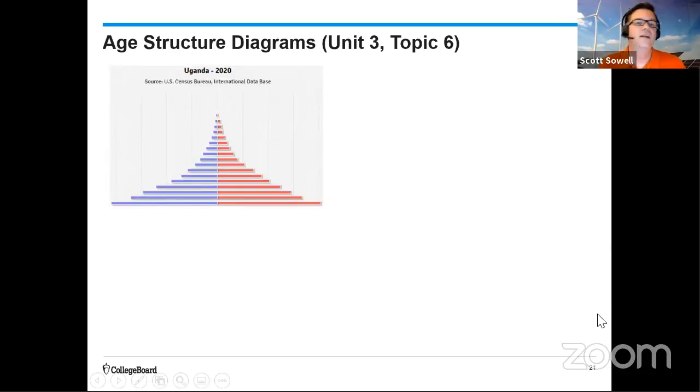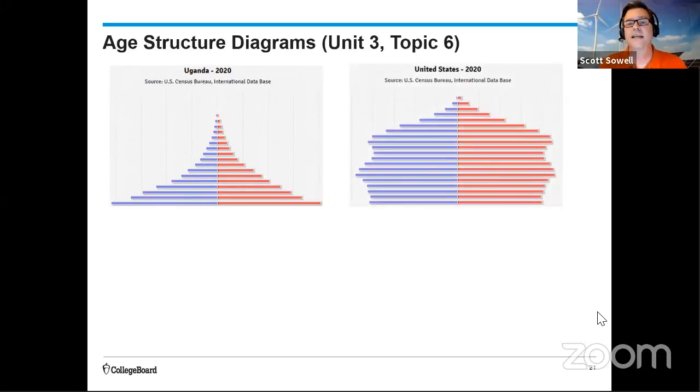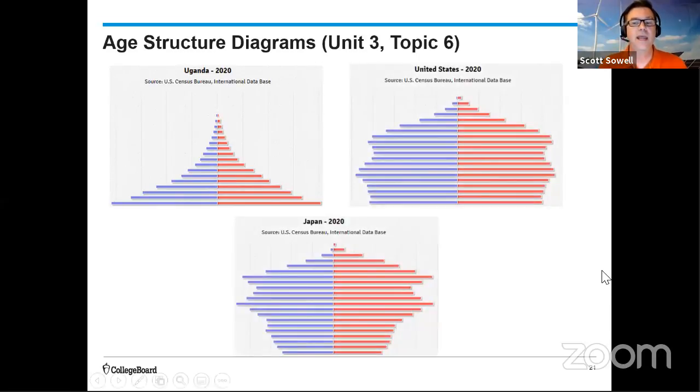All right, so here's one. This is the age structure diagram of Uganda from 2020. I just pulled these a couple of days ago. Here's another one. This is us, the United States this year. And here's Japan. The first thing you should recognize is they all look different. So if they look different, that means they're telling different stories.